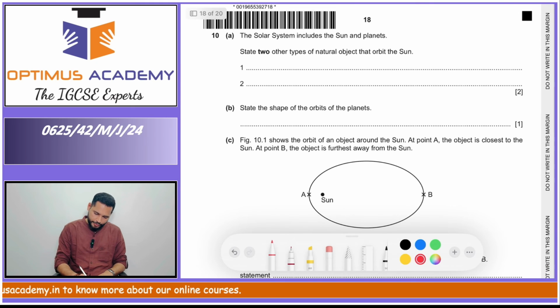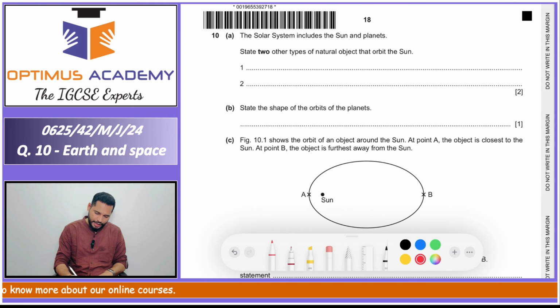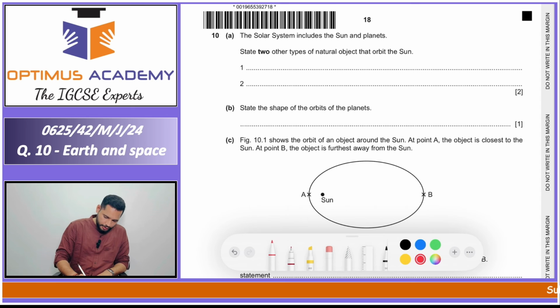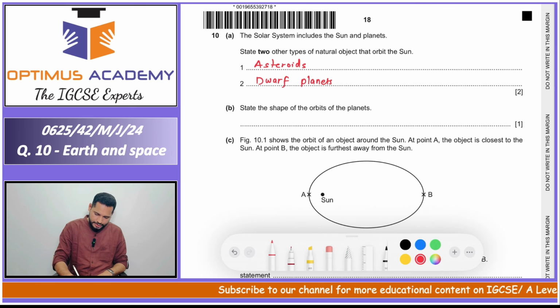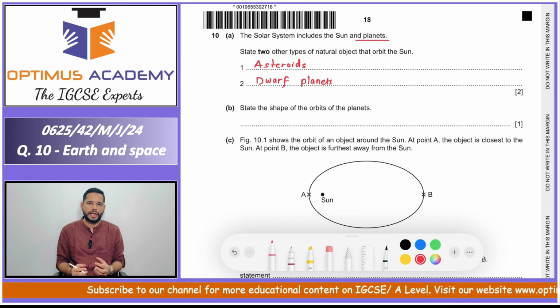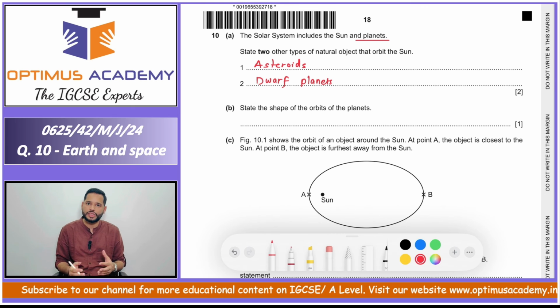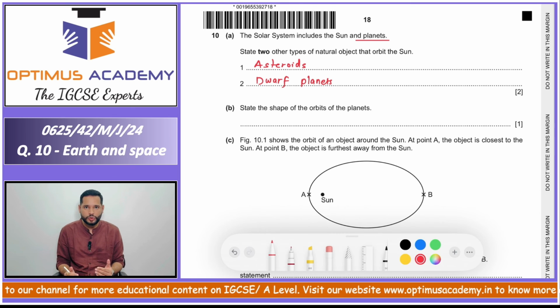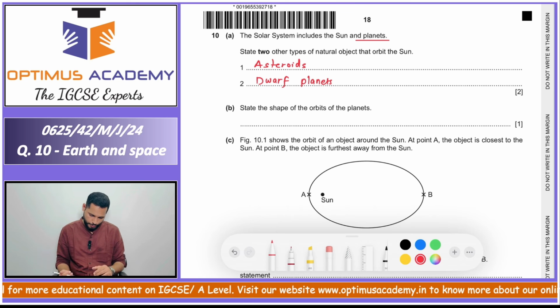Question 10a, solar system includes sun and the planets. State 2 other types of natural objects that orbits the sun. The first we can write is asteroids, okay, and second we can write some dwarf planets. So since they have said here about planets, we are not going to directly write planets, we will write dwarf planets which are not considered to be the part of our solar system, for example Pluto.